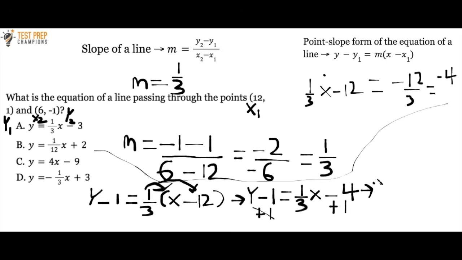Okay, so I'm going to be left with y equals 1/3 x minus 3, which matches with D, or no, it doesn't. A is the correct answer here, 1/3 x minus 3. So A should be the correct answer here.